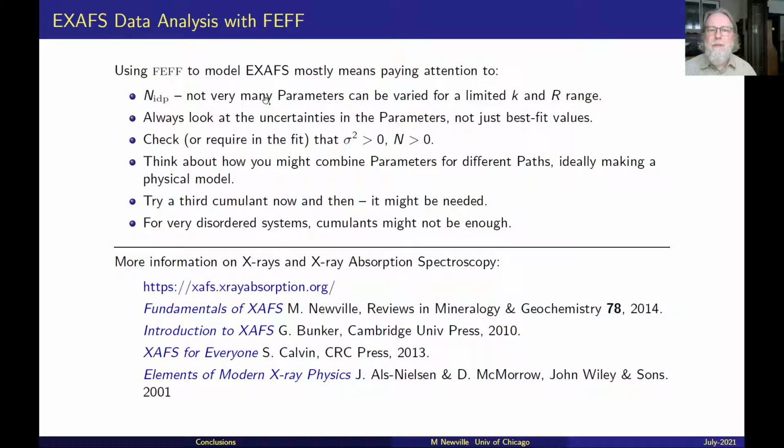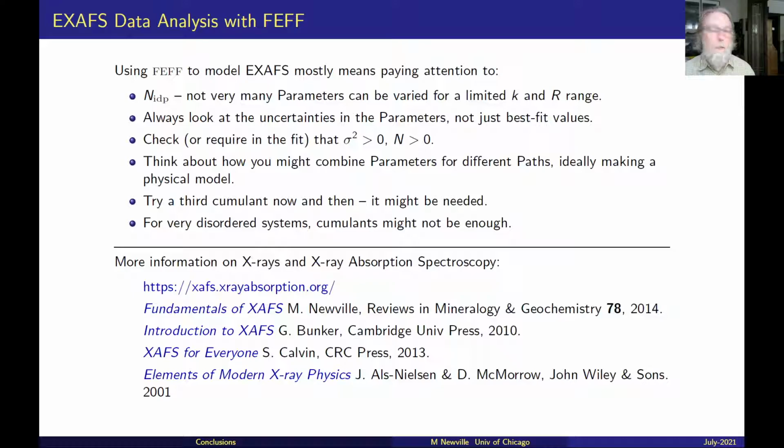So to wrap up, using Feff to model XAFS mostly means paying attention to a few things. The number of independent points. There are not very many parameters that can be varied separately, given a limited K and R range of the spectrum of interest. Always look at the uncertainties and report the uncertainties of the parameters. Don't just report or look at the best fit values, but always check that the uncertainties are reasonable, and that if a parameter has a huge uncertainty, that probably means that it's not very well constrained.